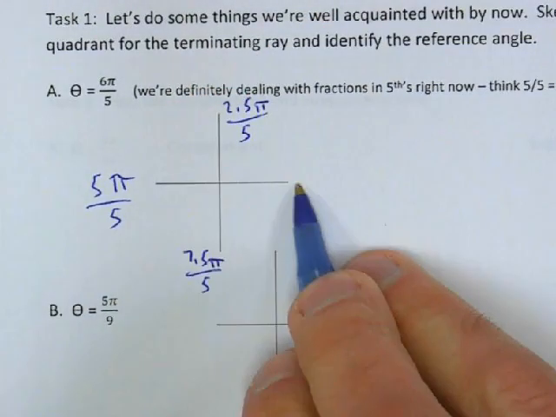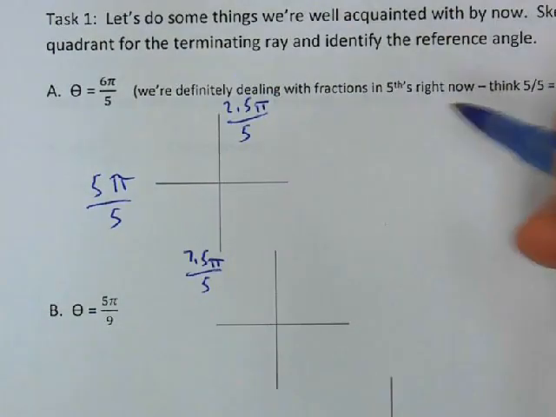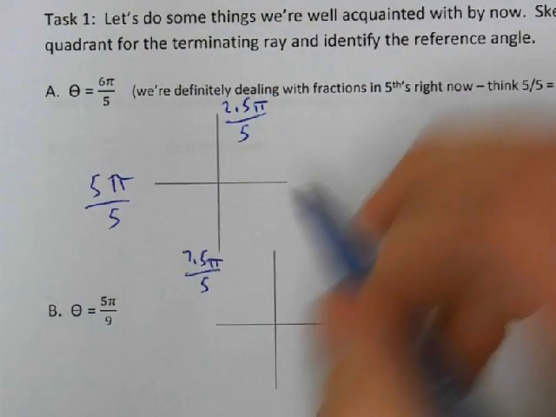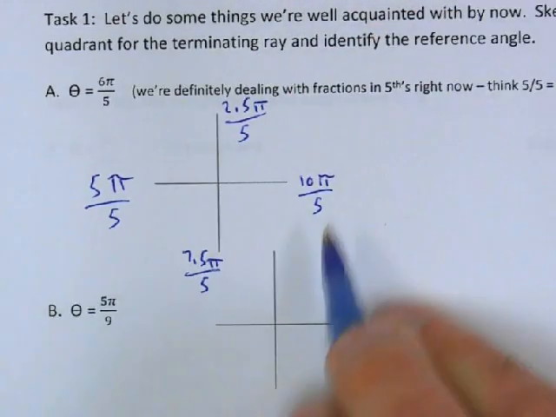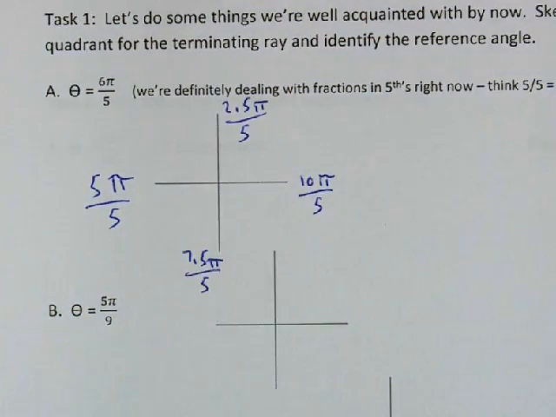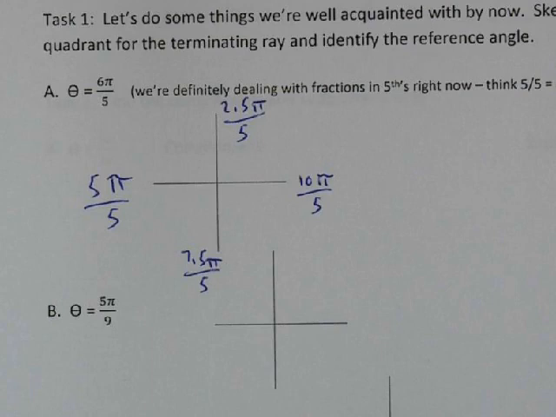And then this would be, if I wanted to label it, either 0 pi, or if I double this, I get 10 pi over 5, which gives me 2 pi. Yeah, that's one full rotation. Okay, so this is one way that you can label your axes.